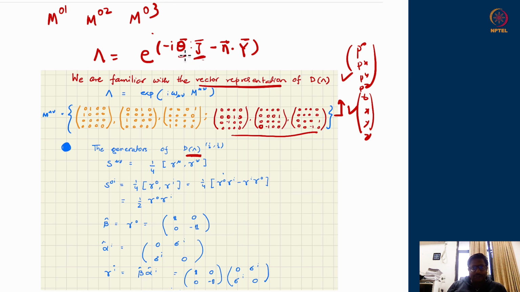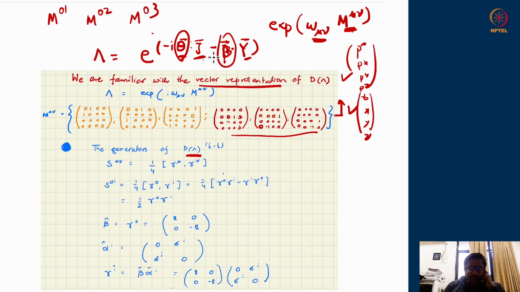3 J's come with 3 thetas, and 3 K's come with 3 betas. Collectively, in terms of M mu nu, this can be written as the exponential of omega mu nu and M mu nu, where omega mu nu is also a 6-component object made up of 3 thetas and 3 betas, and M mu nu is made up of 3 J's and 3 K's. So collectively it is written like this, sometimes with an iota, to account for the group structure or algebra. So I have written the lambda like this.